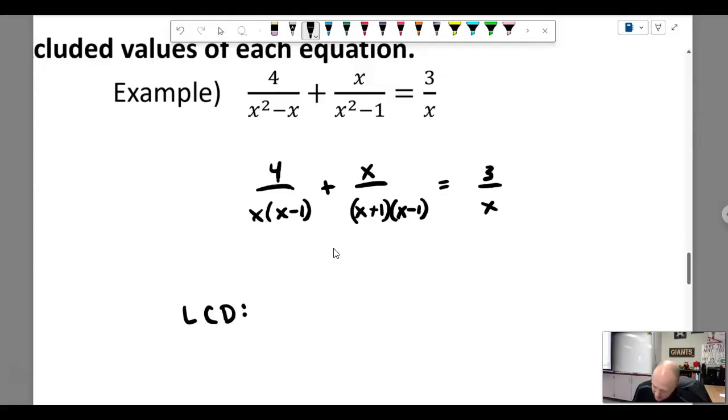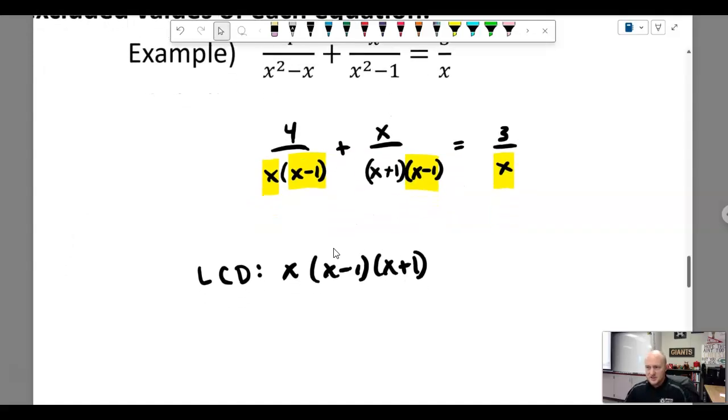Well, we're going to take whatever is shared. So what's sharing? Oh, I got an x. And it looks like I have an x minus 1. So x minus 1. I only take one of them. If it's shared, you only take one. And then what's left over? X plus 1. Okay? How do you find your LCD? Very important question. Make sure you know this. I take the shared factors and any remaining factors. That's your LCD.